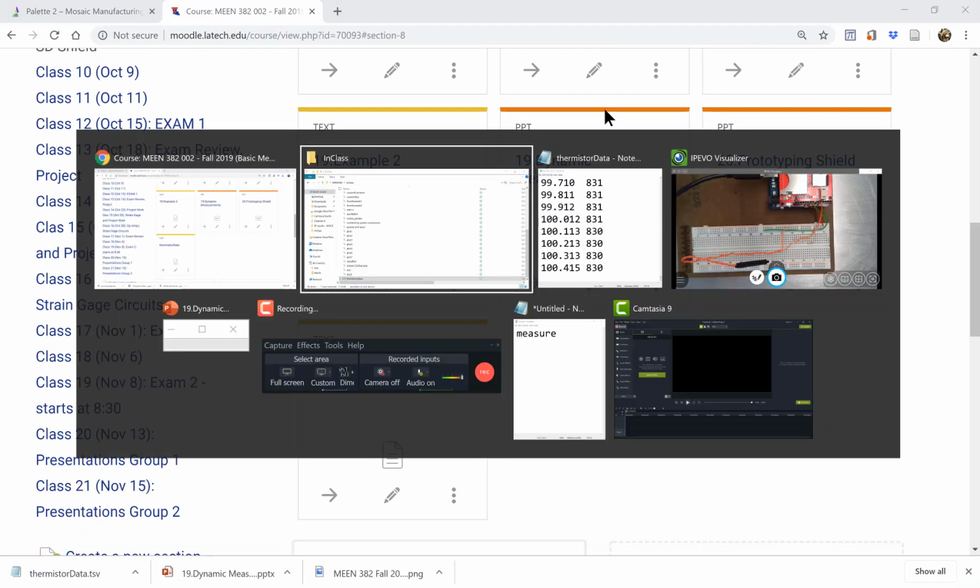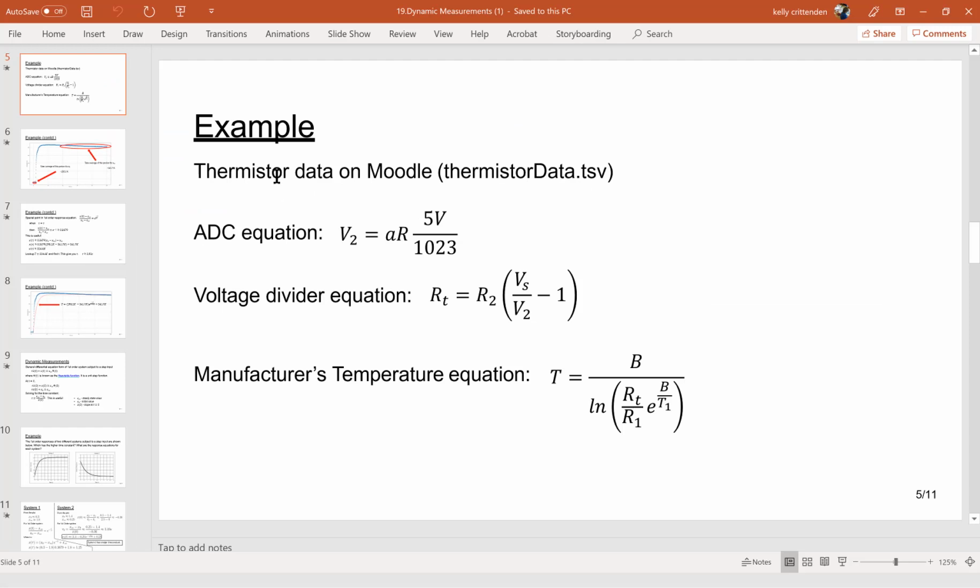All right. Now let's go back. It just minimized it in this tiny little thing. All right.